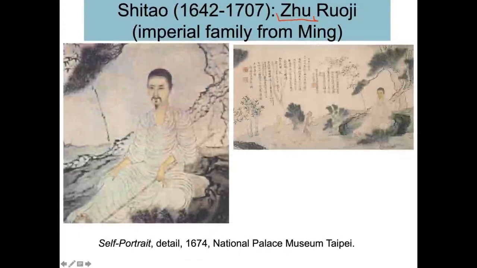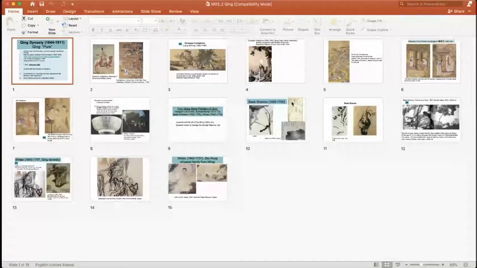So that is the end of today's lecture. So let me stop sharing. So I hope you enjoyed the eccentric painters of the Qing Dynasty. And then the latter part of the Qing Dynasty, say late 19th and early 20th century, will be discussed in Unit 7 when we study modern and contemporary art of East Asia.